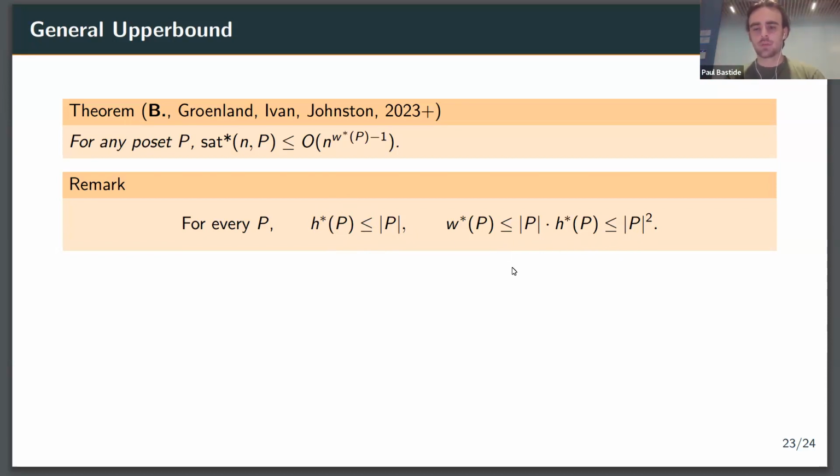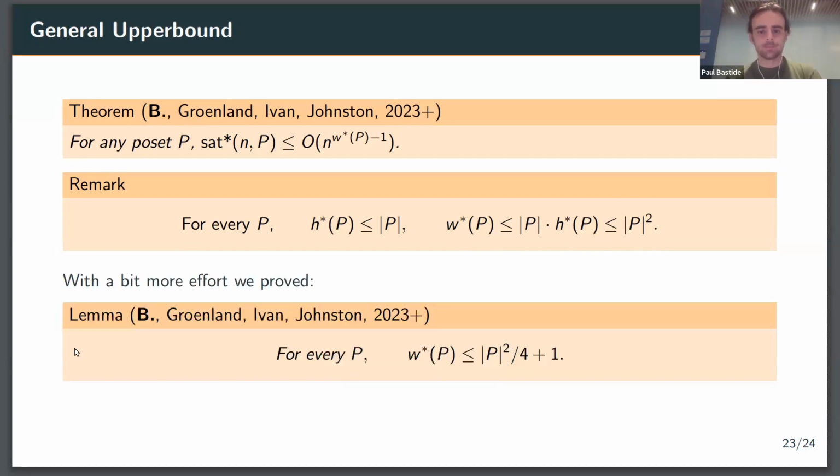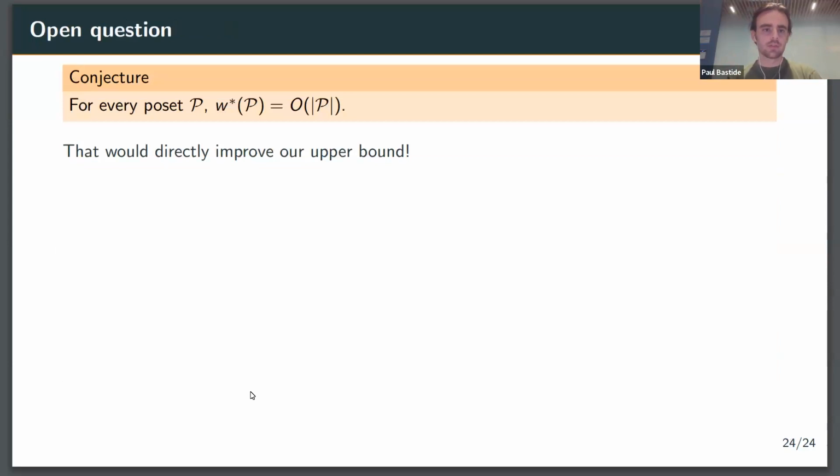And for the width, we still don't know what kind of best upper bound we could have. It could be linear, actually. We still don't know. Okay, and we in fact improve it a bit more with some ideas that came from the lower bound ideas, and we got just a bit better bound by just a factor of 4. That is still quadratic.